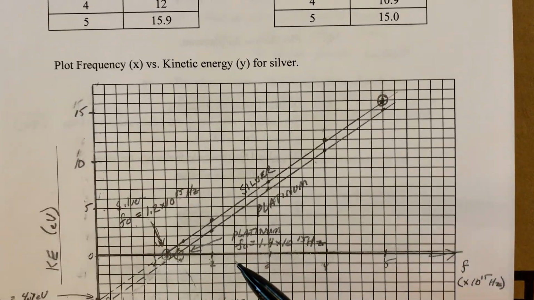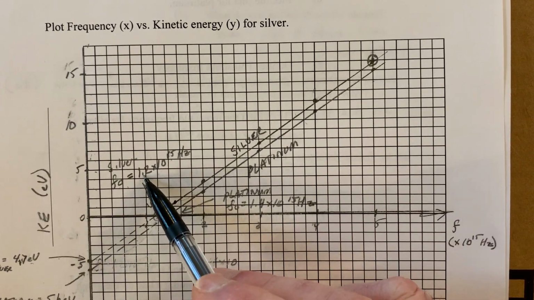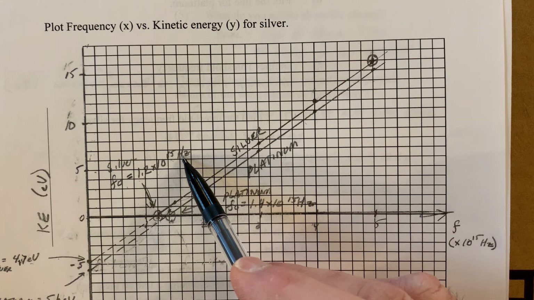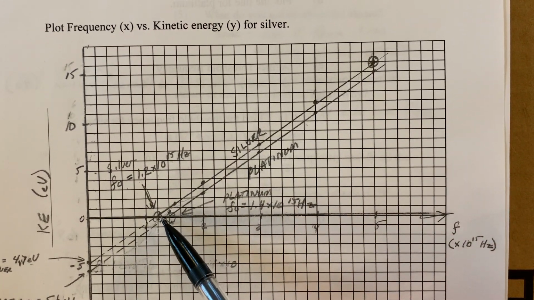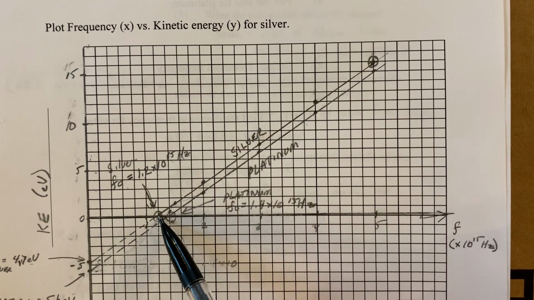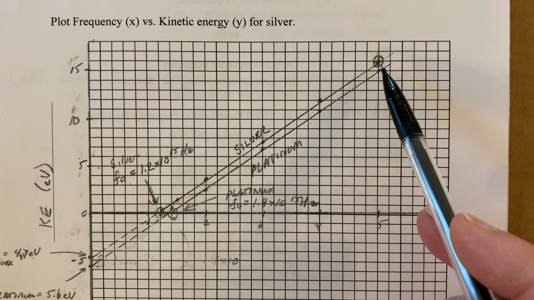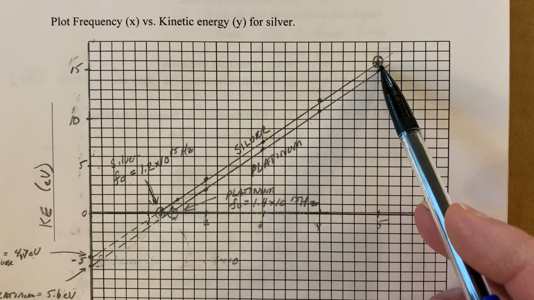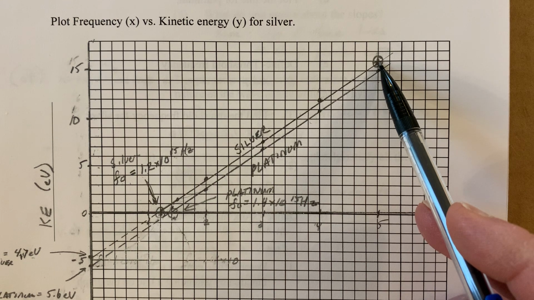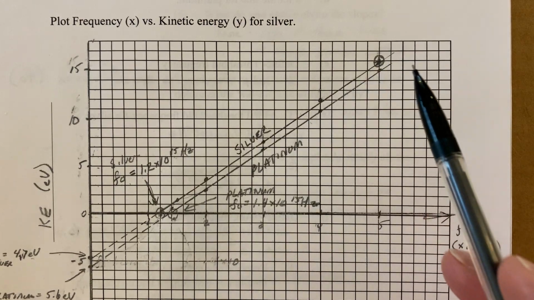Now, you were asked to find the slope of the line. I picked silver. I picked the point where it crossed the axis, which is 1.2 times 10 to the 15th hertz. That's the frequency where kinetic energy is 0. It's nice to pick something on the axis when you're finding slope. And I picked this point that my line went right through, which was a data point: a frequency of 5 times 10 to the 15th hertz and a kinetic energy of 15.9 electron volts.